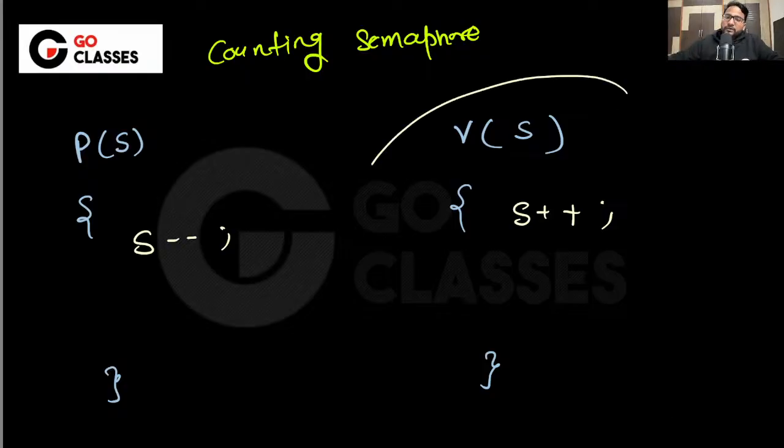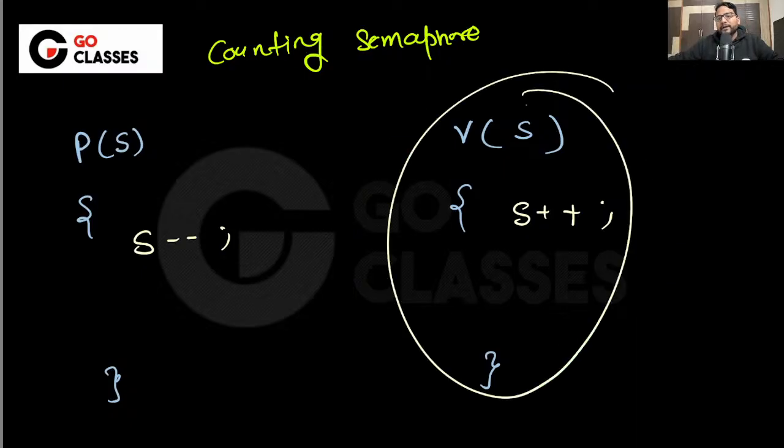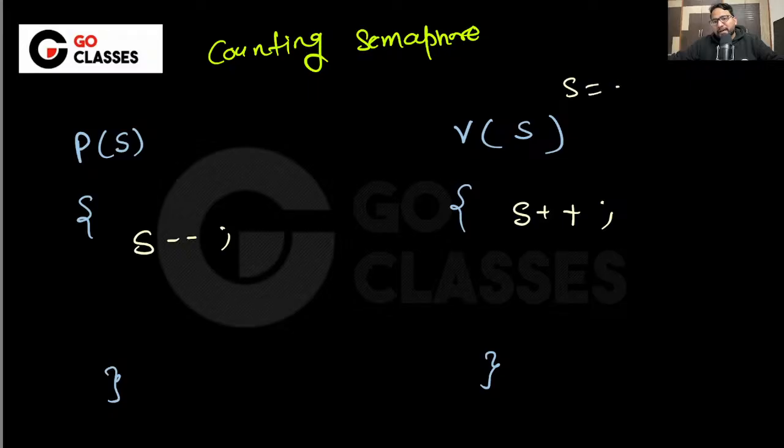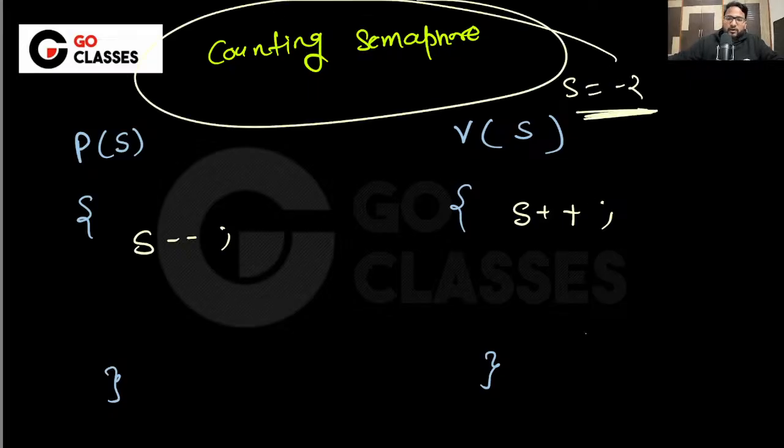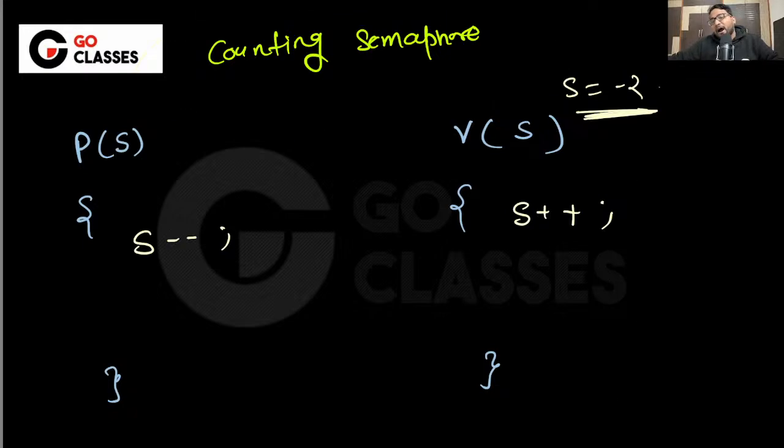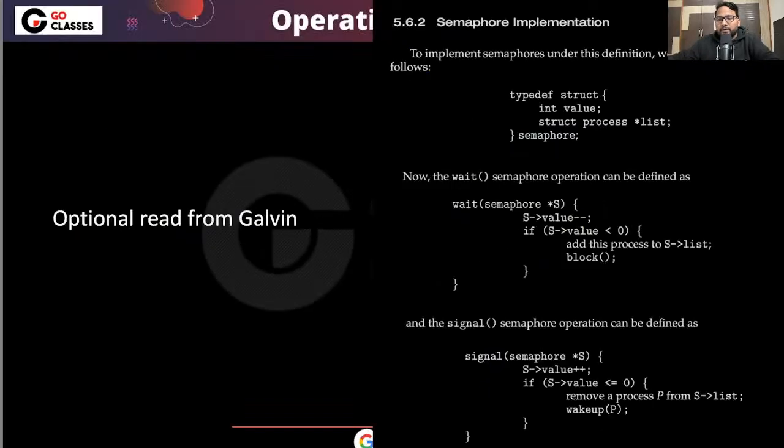Similarly, whatever the value is, it will increment it. Let's suppose S is initially -2 or something, because a counting semaphore can take any value. Now it will increment it, and after incrementation it is still negative. Then it means the process should not get through, and you will be waking up some other process.